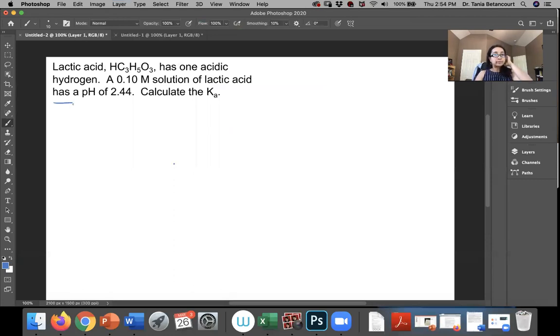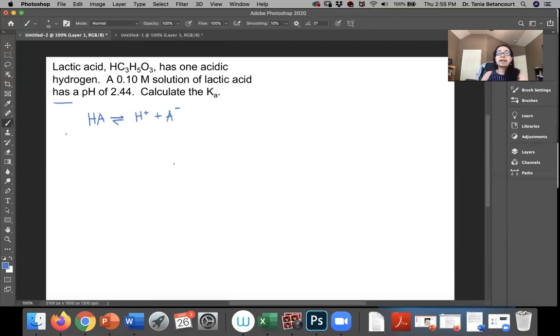Yes. All right, so lactic acid has one acidic hydrogen. We have a 0.1 molar solution of that acid, which has this pH. The question is calculate the Ka. So what I'm going to do is write my equilibrium equation. HA, which is my lactic acid, dissociates partially, which is an equilibrium process, into H plus and the respective anion A minus, or in this case, the lactate anion.